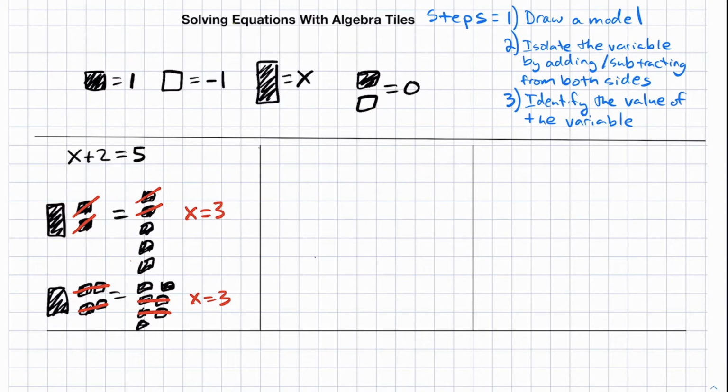So when we solve these, there's always pretty much 2 options. Either taking away the same thing from both sides or adding the opposites to both sides to zero out anything and isolate the variable. All right, we're going to keep going. We're going to do a couple more.